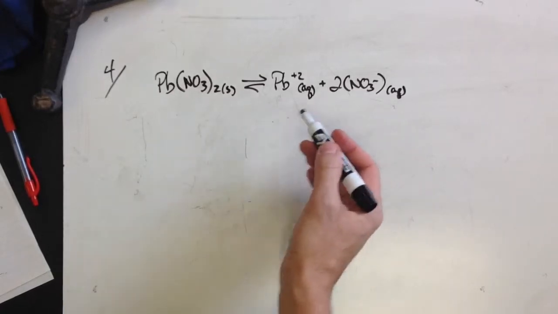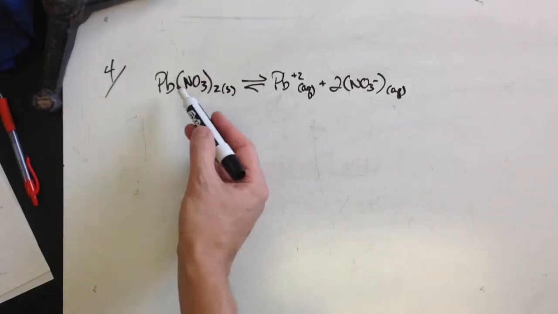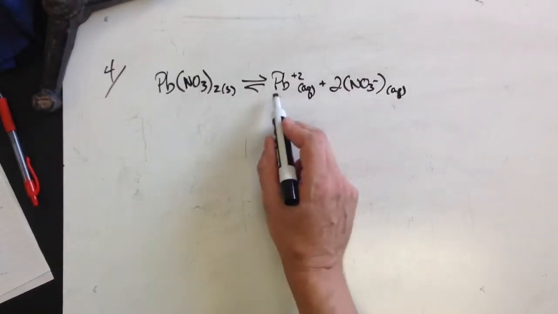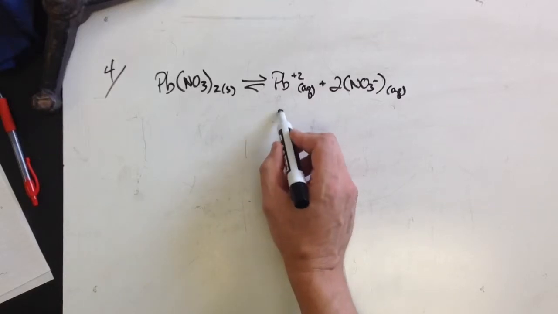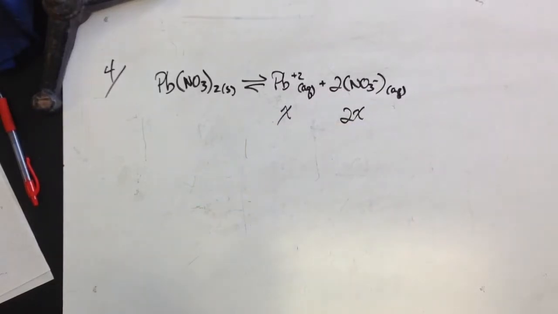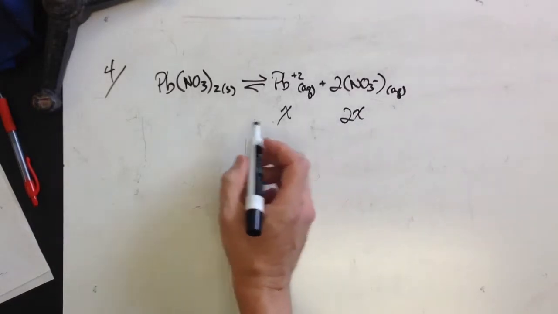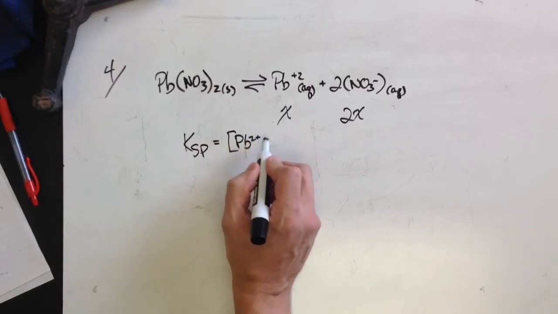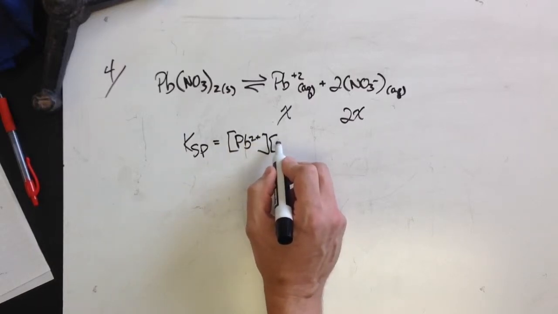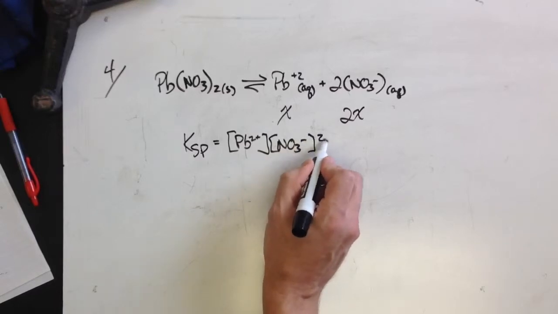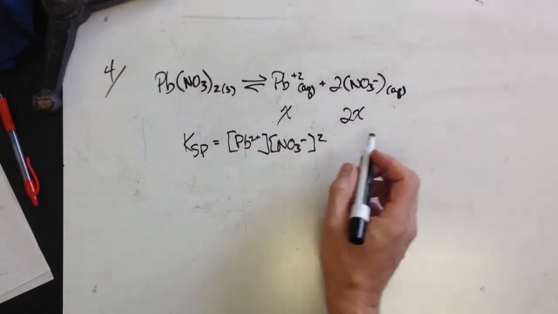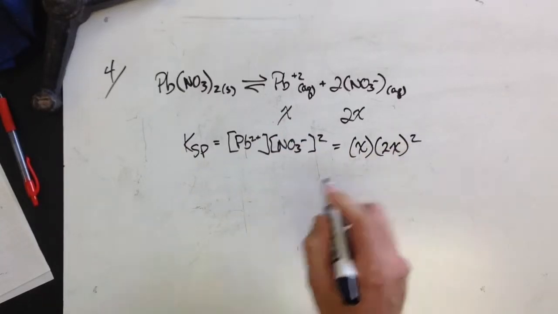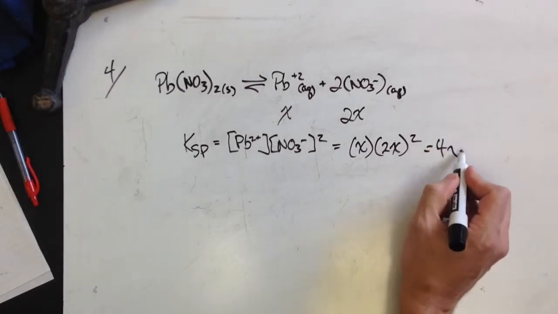So we can do a very quick modified ice table. Since this is a solid, it really makes the ice table much quicker. All we're really concerned about is the change in our products. So really this is X and this is 2X. Okay, so our KSP then, in terms of our ions, is going to look like that. Okay, and if we substitute in X and 2X, we're going to get X times 2X squared, which is really just 4X cubed.